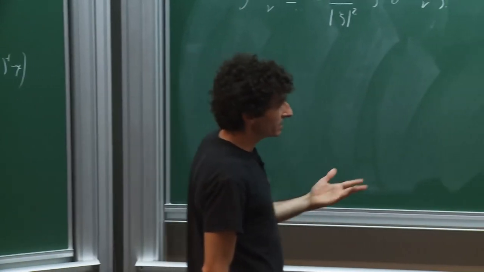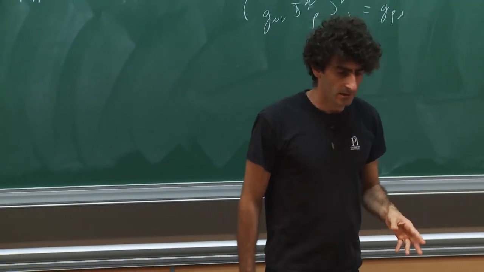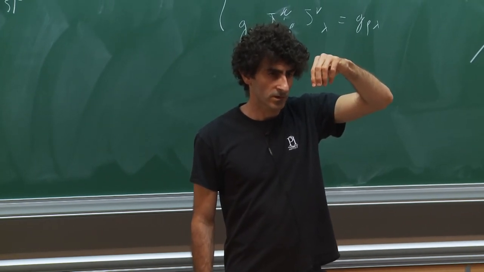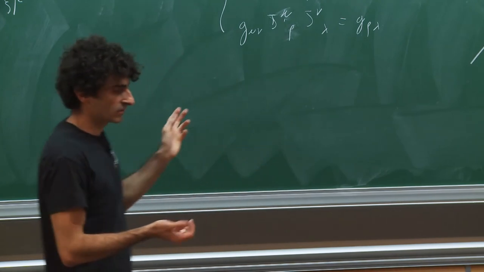So indeed, for instance, in Pestun's theory on S4, the left-handed part of the spinor, which gives the supercharge, vanishes at the north pole, and the right-handed part vanishes at the other pole, or vice versa.